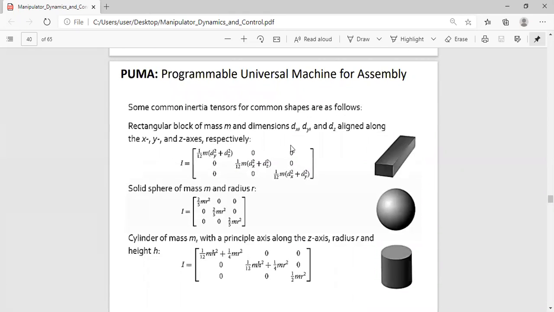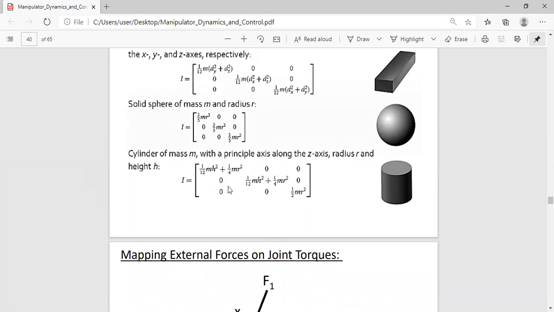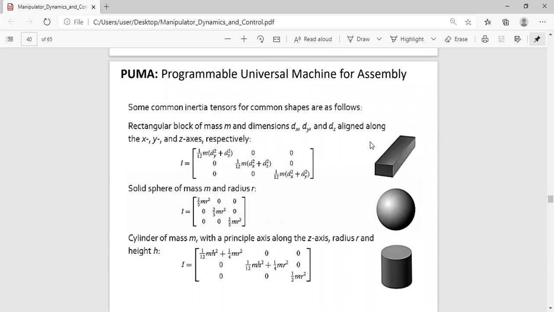Just some basic rotational inertia matrices of basic geometries. If you have a slender bar, for example, you end up with this. If it was a sphere, obviously it's symmetric about all the axes. And if it was a cylinder, you're going to use this, where h is the height of the cylinder, r is the radius of the cylinder. All right, so you can use those to estimate the moment of inertia of the robot, right?